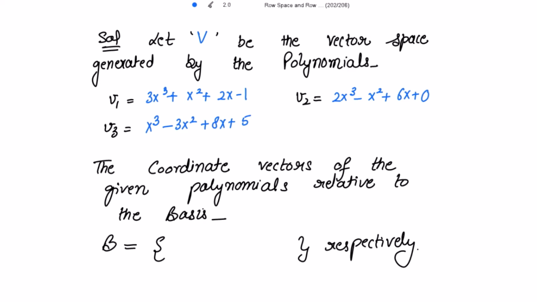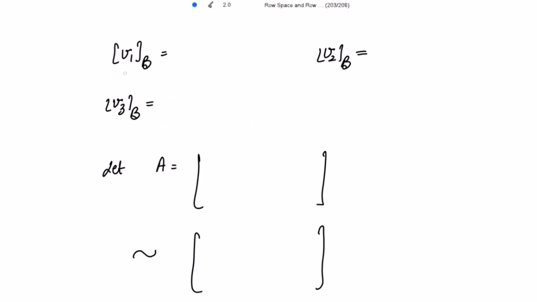Okay, what are the bases? The degree is 3 over here. So the basis becomes x cubed, x squared, x and then 1 respectively. Writing the coordinate vector for the first polynomial, that is for V1, relative to the basis, we just write the coefficients. So it is 3, 1, 2 and the constant -1. So the coordinate vector for V1 is denoted like this.